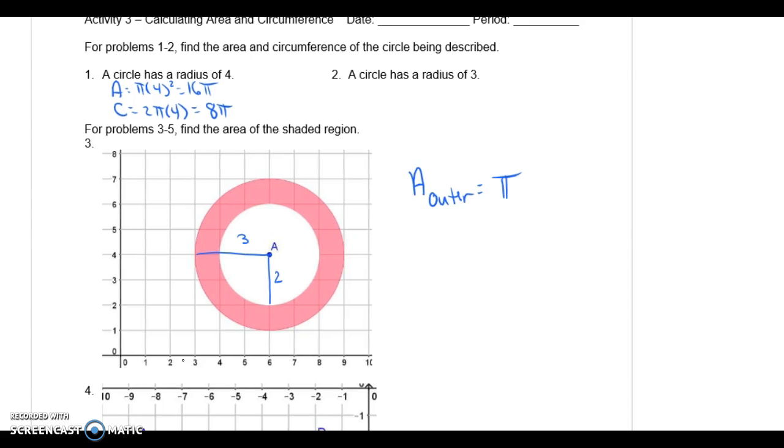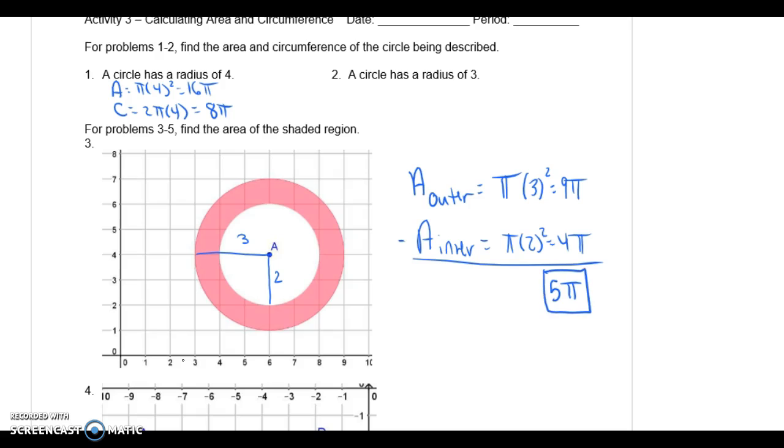So for my outer circle, I'm going to do pi times 3 squared, which is going to be 9 pi. And for the area of the inner circle, pi times 2 squared, which is 4 pi. So the shaded region is the big circle minus your little circle. Subtract them off, and the area is 5 pi. Again, not worried about units because no units were given.